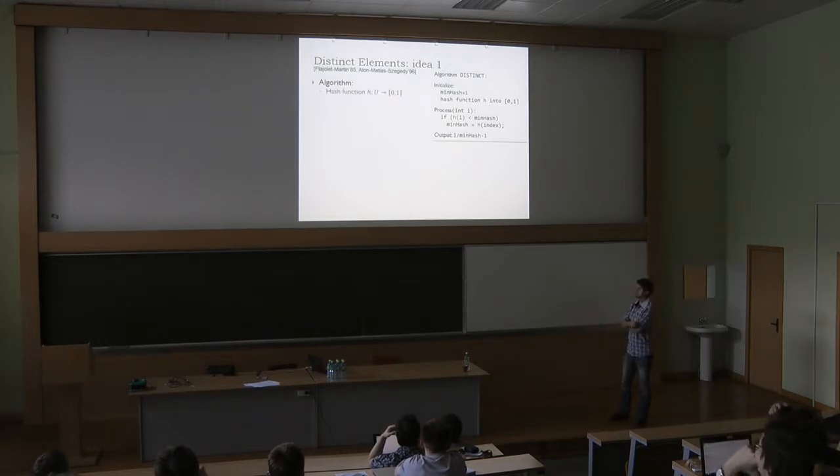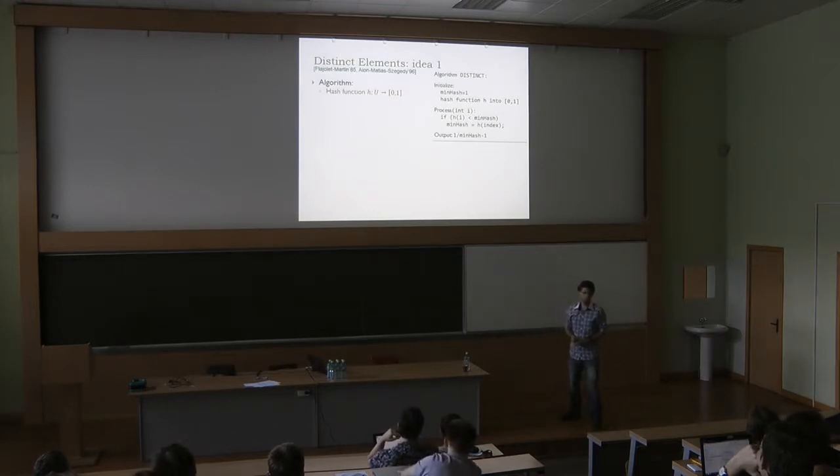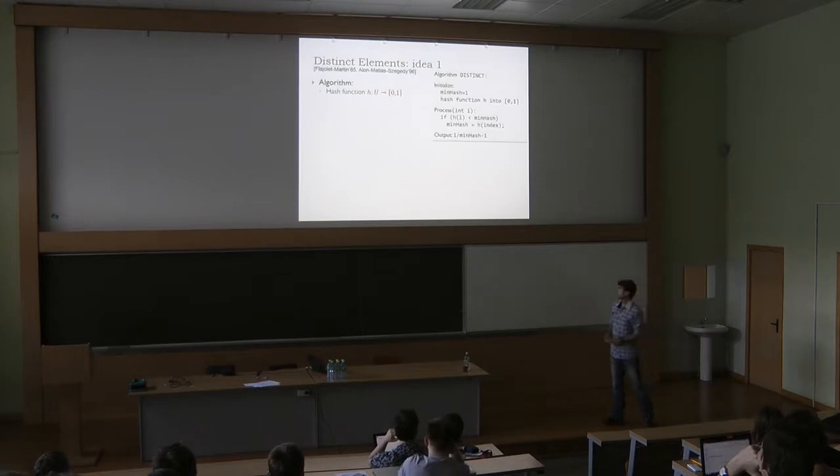Pick a hash function from your universe of elements into the real interval [0, 1]. U for us is, say, the space of all IPs. How many is this? 32 bits, so this is numbers from 0 to 2^32. Big universe. We don't want to be linear in the universe, but we'll see. So it's a hash function from the universe into [0, 1].